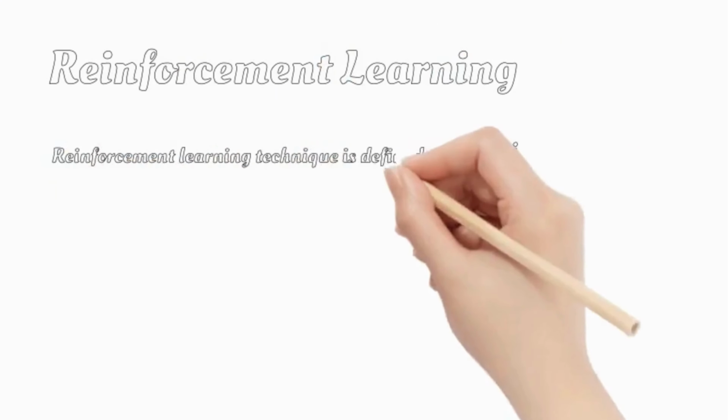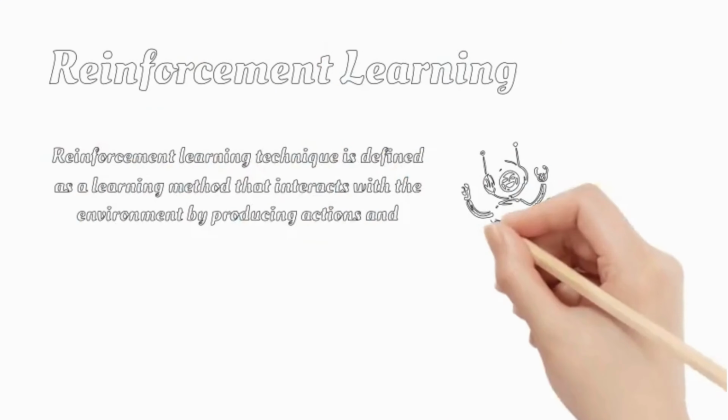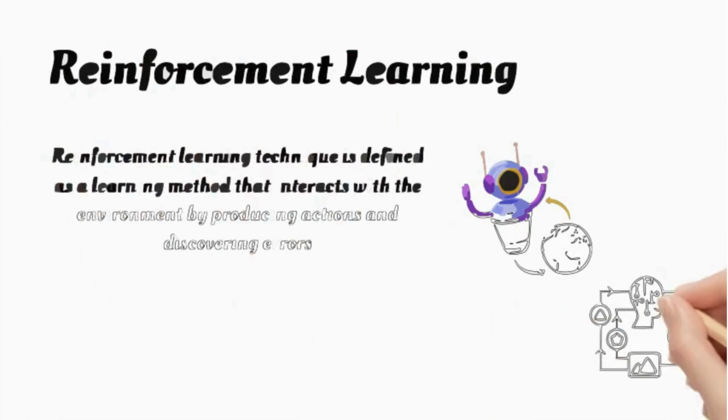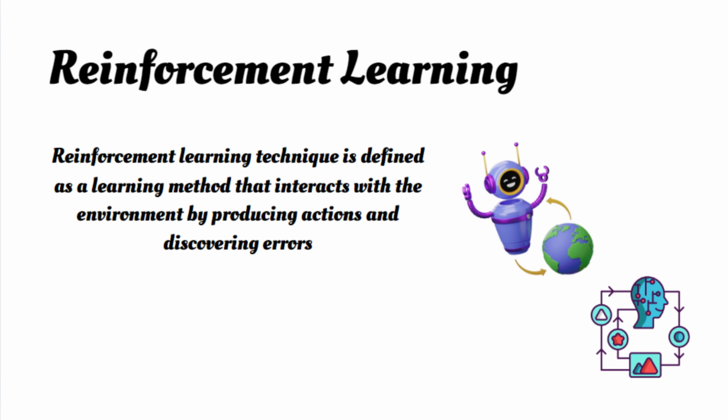Reinforcement learning. Lastly, we have reinforcement learning. This technique is defined as a learning method that interacts with the environment by producing actions and discovering errors. Trial, error, and delay are the most relevant characteristics of reinforcement learning. The model keeps improving its performance by using reward feedback to learn the behavior or pattern.